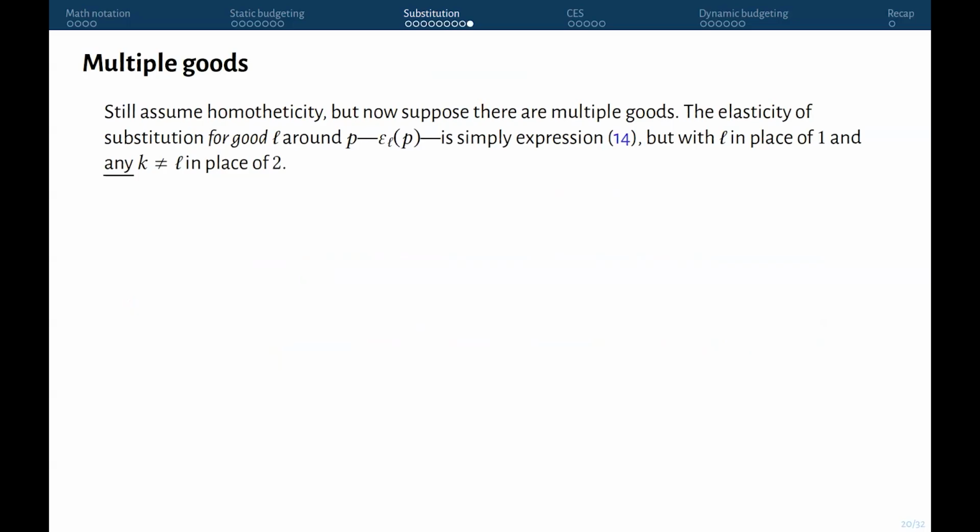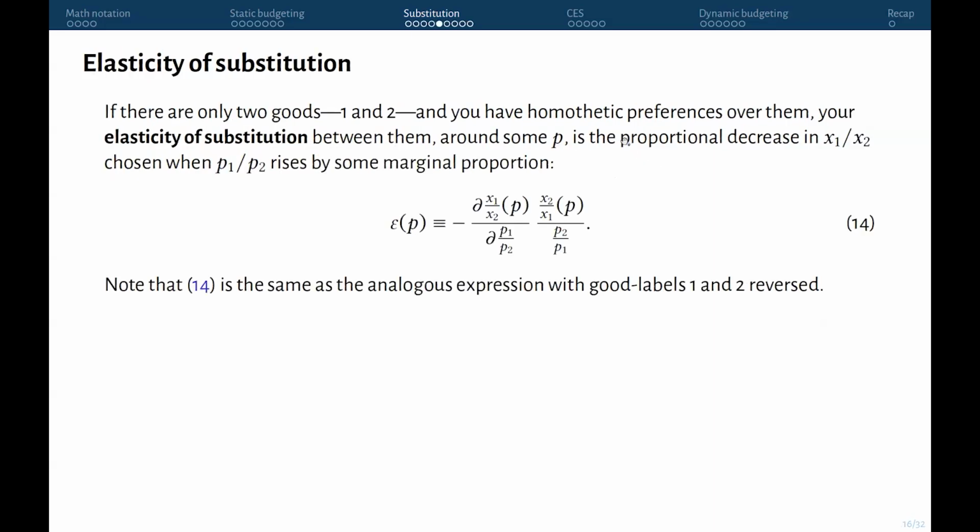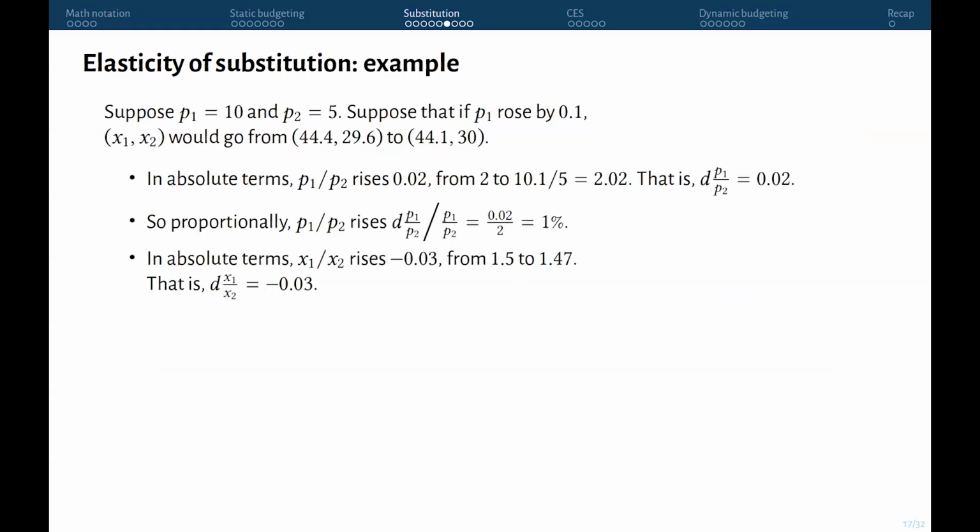Let's continue to assume homotheticity, but now assume that there are multiple goods. Instead of talking about the elasticity of substitution between pairs of goods, let's just talk about what it might mean to say that a particular good has an elasticity of substitution around some price vector P. We'll say that that is even well defined in the first place if the preferences are not only homothetic, but if when you take that expression 14 from before, if you swap in any other good, any k, in place of good 2, you get the same number. And we'll say, okay, that's just the elasticity of substitution for good 1.